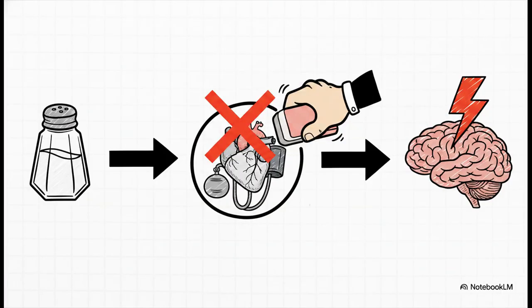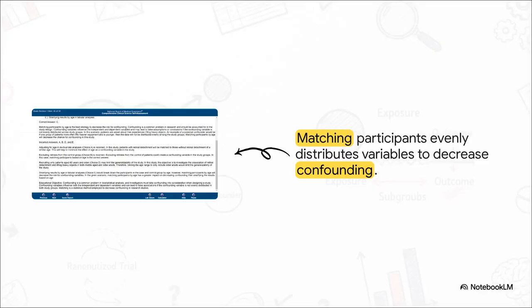Which brings us to a really dumb mistake that so many people make, assuming a variable is a confounder just because it's a risk factor. You've got to remember, if a factor like hypertension is merely a biological stepping stone between eating a high-sodium diet and suffering a stroke, it's actually a mediator. It's literally on the causal pathway. If you try to control for a mediator in your study, you're going to mistakenly erase the true effect of the sodium entirely. So, how do we actually stop a confounder from ruining our data?